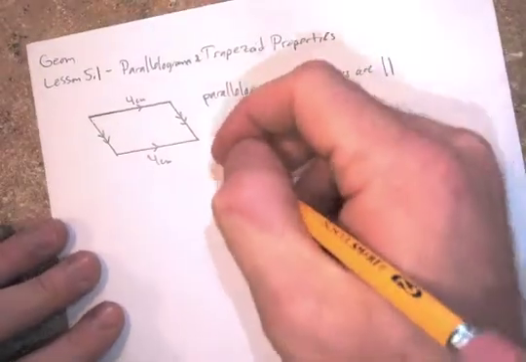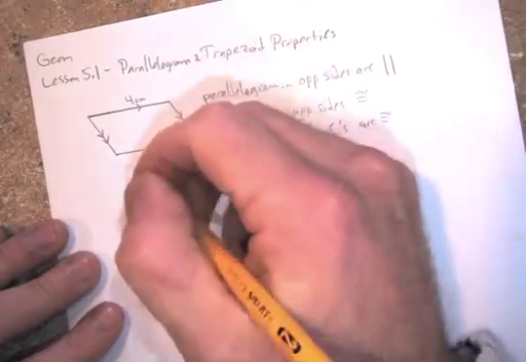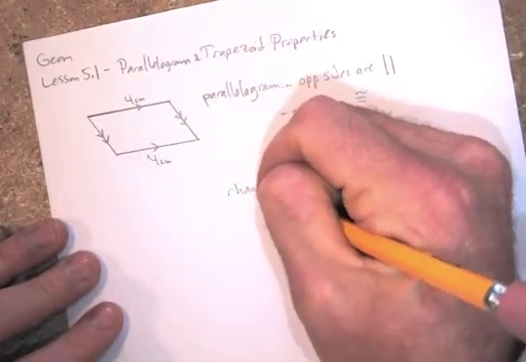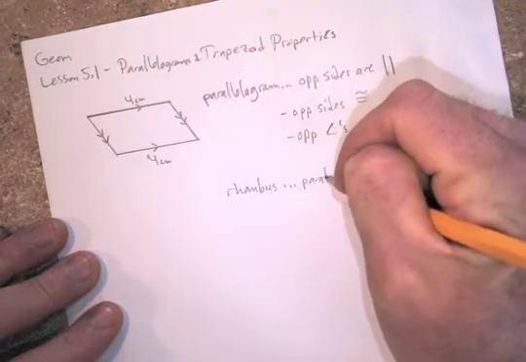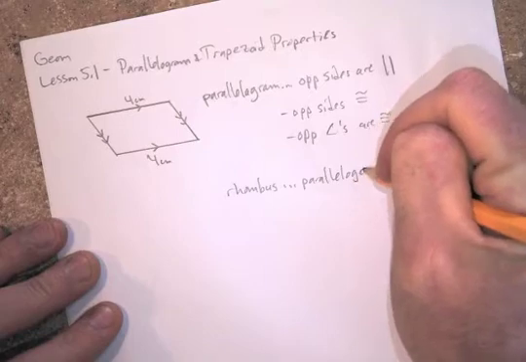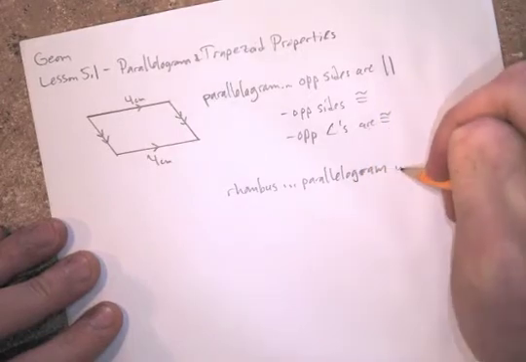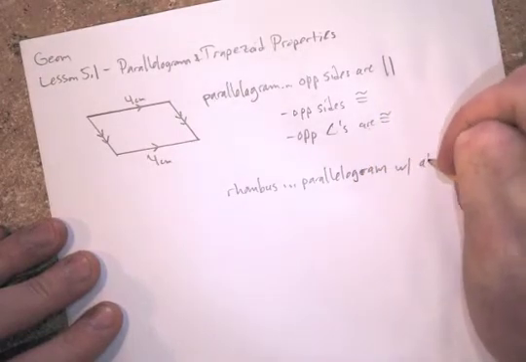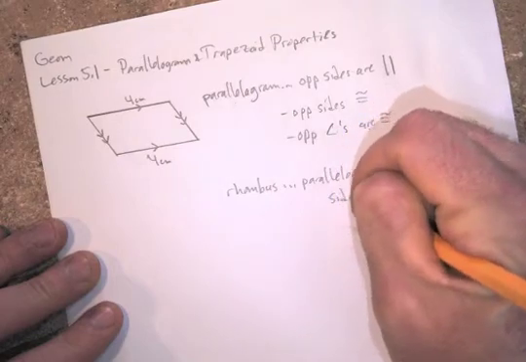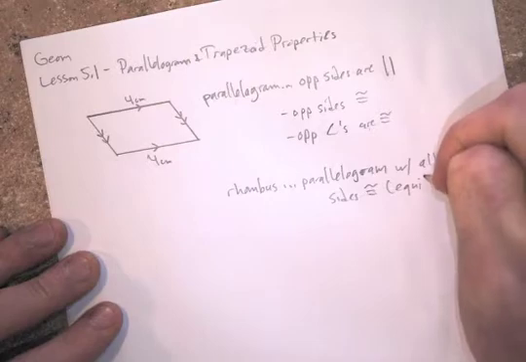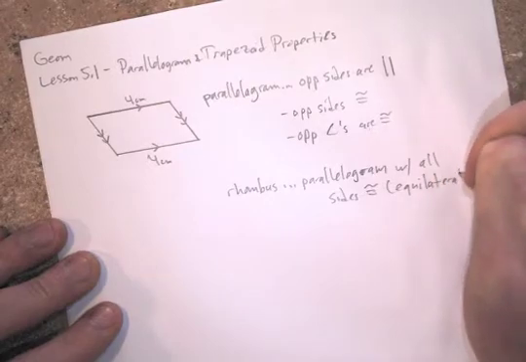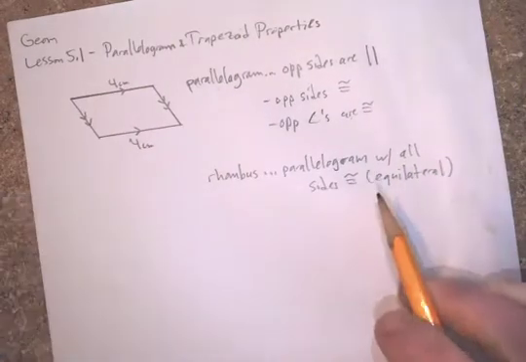Okay, we'll go on to a rhombus. It's actually a parallelogram with all sides congruent. You could say equilateral, right? We said that before with the triangles. Equilateral. All the sides are the same.